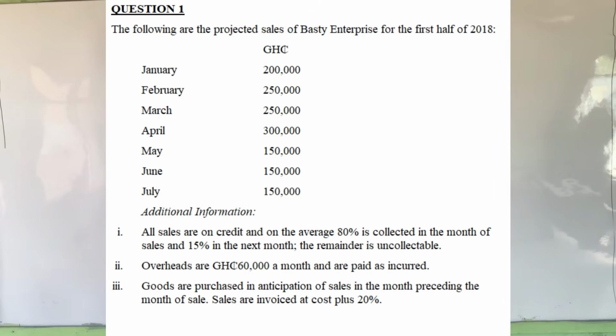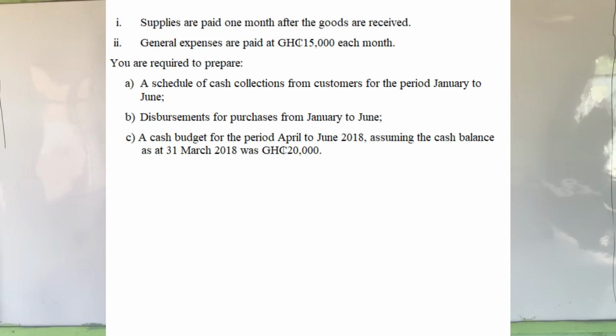We are told that goods are purchased in anticipation of sales in the month preceding the month of sale. Sales are invoiced at cost plus 20%. Supplies are paid 1 month after the goods are received. And then, general expenses are paid at 15,000 Ghana cedis each month.